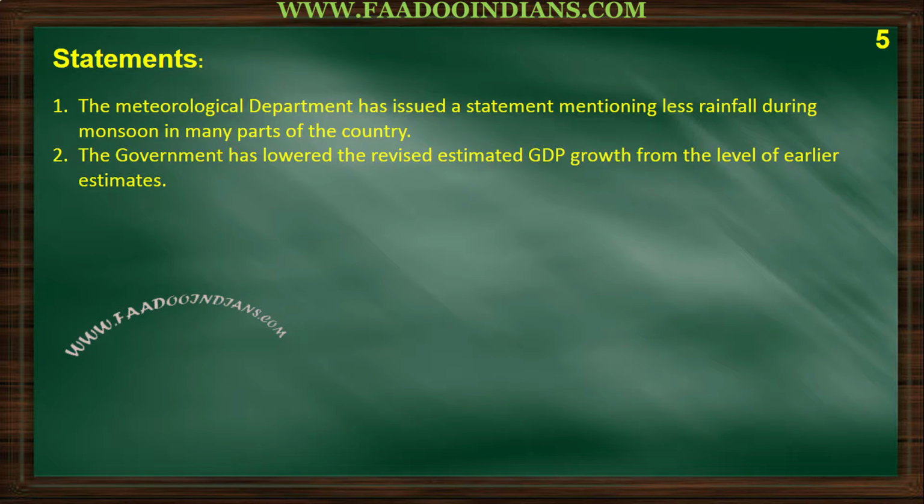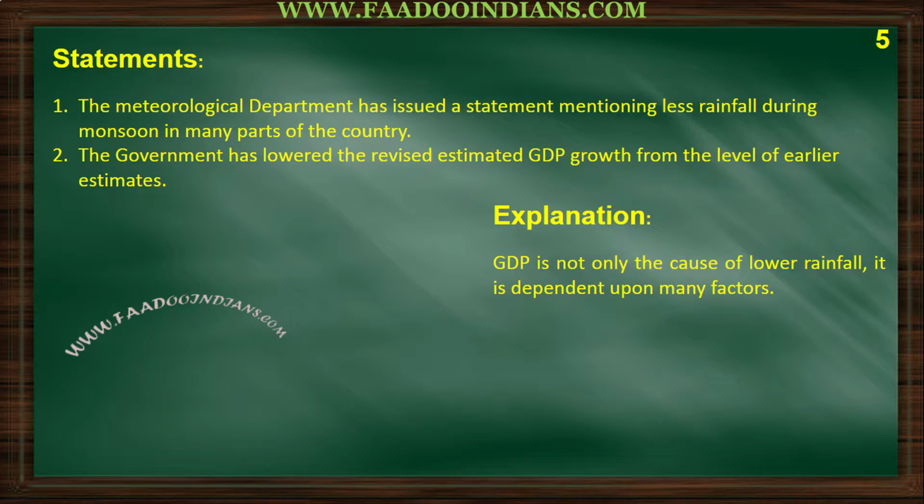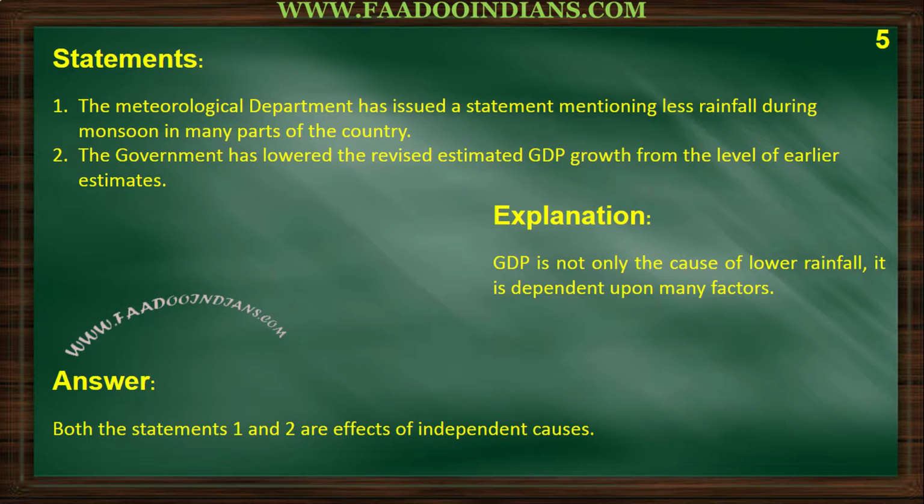Fifth: the Meteorological Department has issued a statement mentioning less rainfall during monsoon in many parts of the country. The government has lowered the revised estimated GDP growth from the level of earlier estimates. Well, here GDP decline is not only the effect of low rainfall. It cannot be said. It is dependent upon many factors. Therefore, both statements 1 and 2 are effects of independent causes.